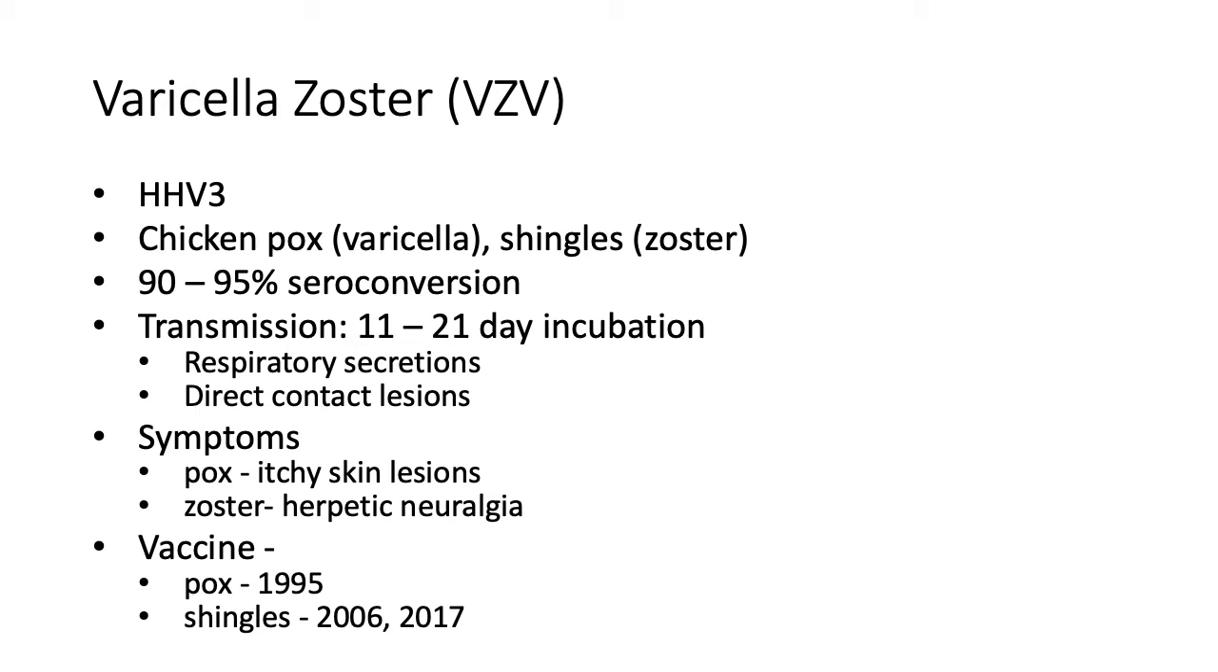Human herpes virus 3 is more commonly known as the varicella-zoster virus, or VZV. It is responsible for causing varicella, which is chickenpox, and herpes zoster, which is shingles. Chickenpox is highly contagious. Approximately 90 to 95% of adults are seropositive.